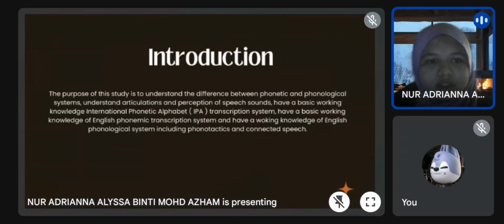The first one is the introduction. The purpose of this study is to understand the difference between phonetic and phonological systems, understand articulations and perception of speech sounds, have a basic working knowledge of the International Phonetic Alphabet (IPA) transcription system, have a basic working knowledge of the English phonemic transcription system, and have a working knowledge of the English phonological system, including phonotactics and connected speech.